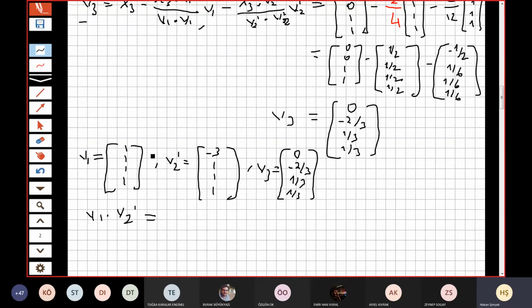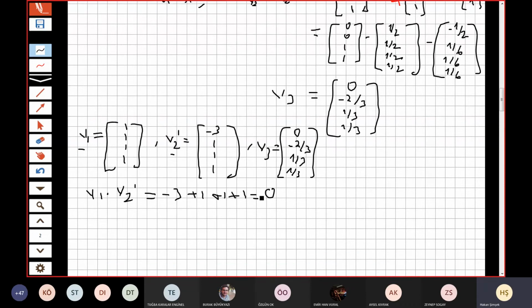Let's see. 1 times minus 3 is equal to minus 3. 1 times 1 is equal to 1. 1 times 1 is equal to 1. 1 times 1 is equal to 1. As you can see, this is equal to 0. Namely, V1 and V2 prime are orthogonal to each other.